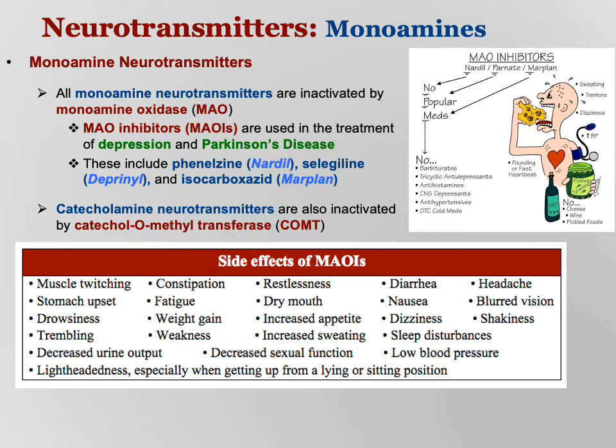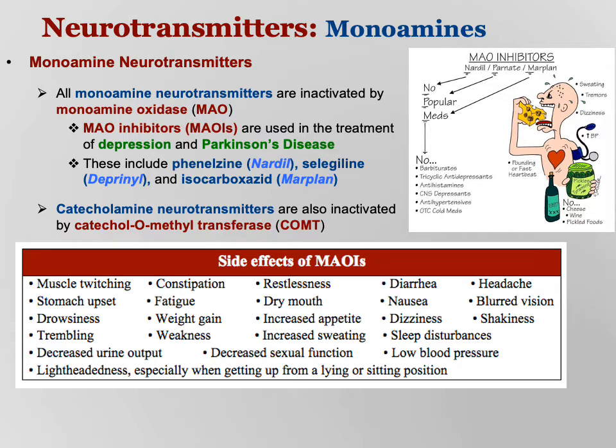What about serotonin? Is serotonin affected by MAO? Yes, it is. What about COMT? No, serotonin won't be affected. Neither will histamine, neither will melatonin. So the catecholamines have two enzymes that work on them, whereas melatonin, serotonin, the indolamines, and also histamine have only one enzyme that works on them.